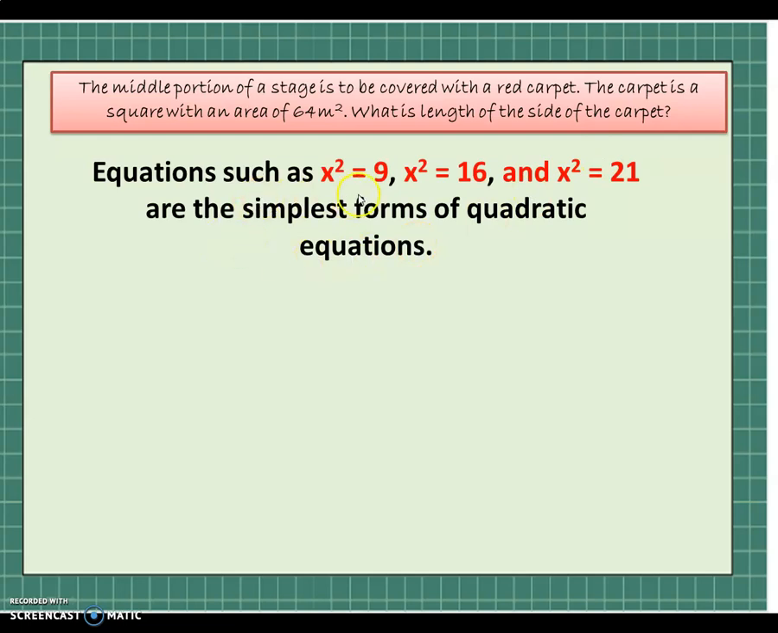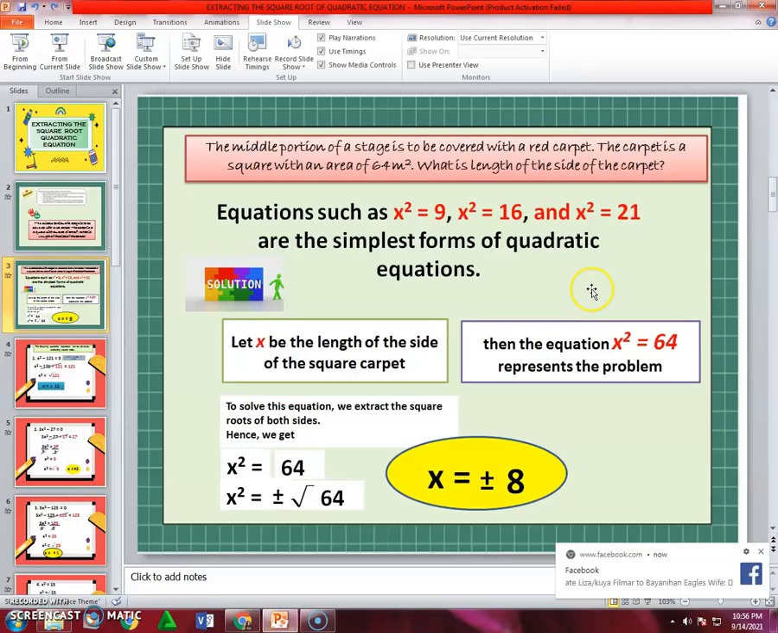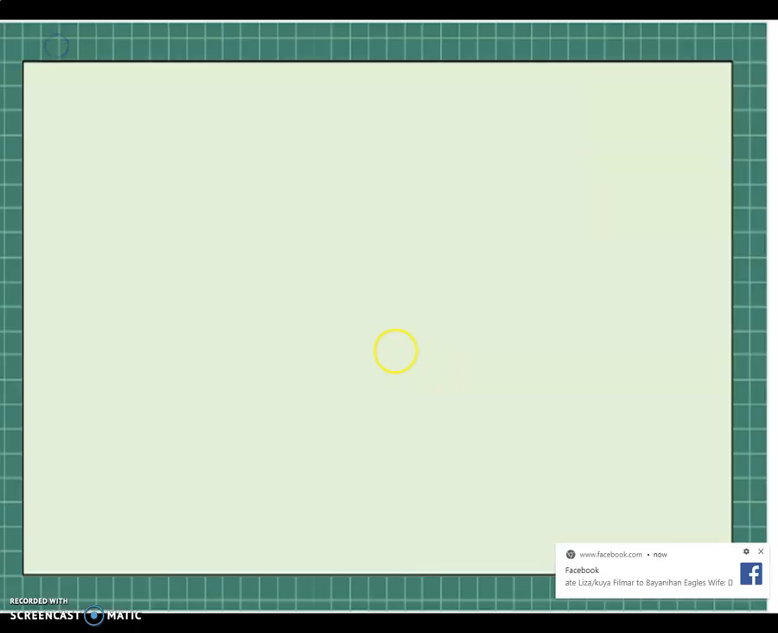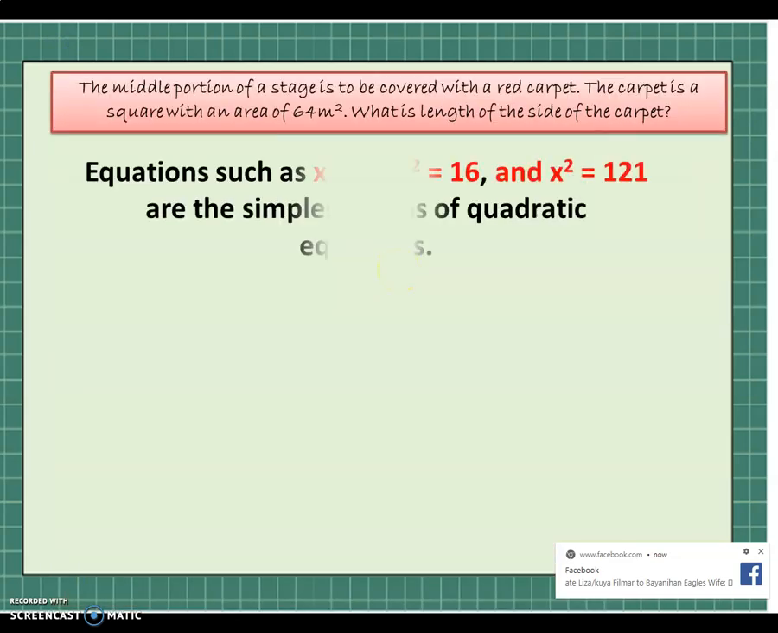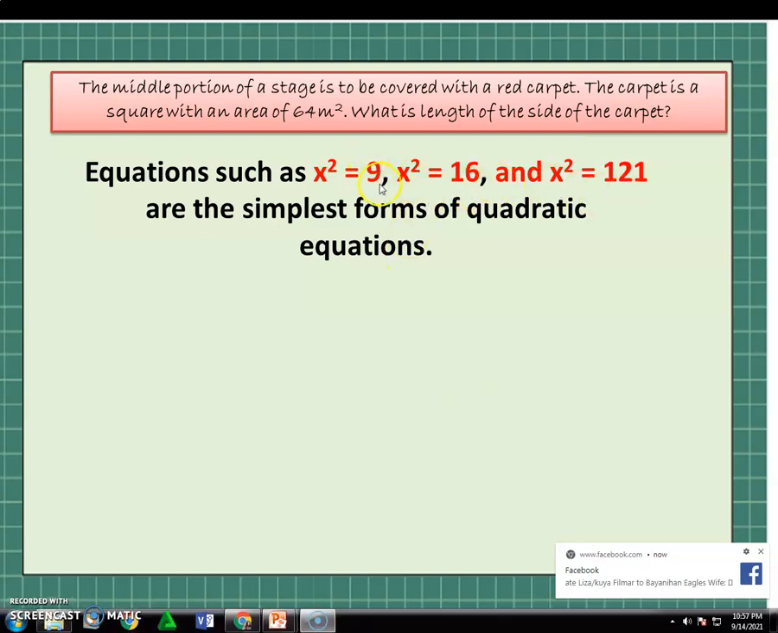So, ang mga equations such as x squared is equal to 9, 16, and 121. Kung mapapansin po natin, ang 9, 16, and 121, lahat yan ay perfect squares. Ibig sabihin ng perfect squares, kapag kinuha po natin ang square root ng mga number niyan at minultiply sa sarili nila, then it will come out with this product.